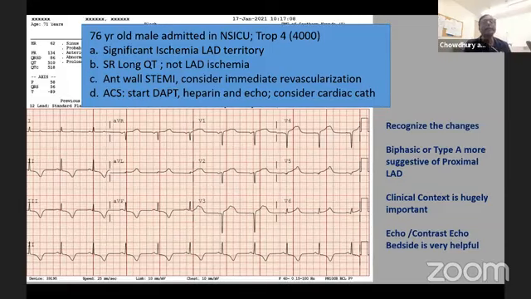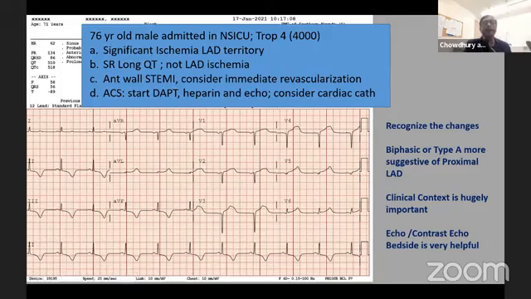After talking all this, the patient was in the neurosurgical ICU. Troponin came back 4,000. EKG showing ST elevations in the precordial leads and some T wave inversions you can also see. What to do next? Should we think that this is typical of LAD ischemia?